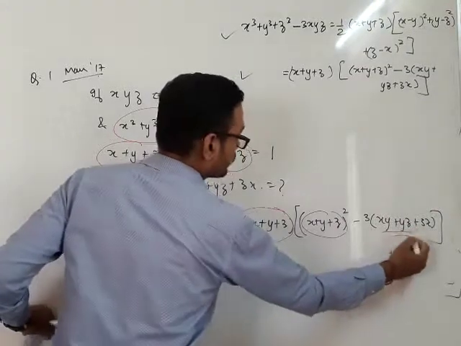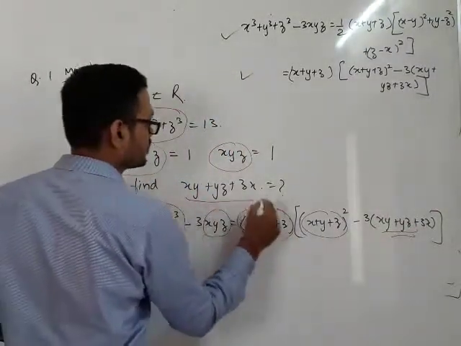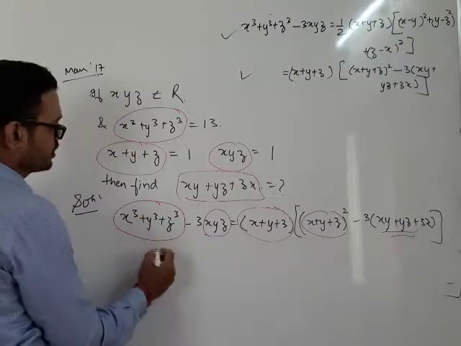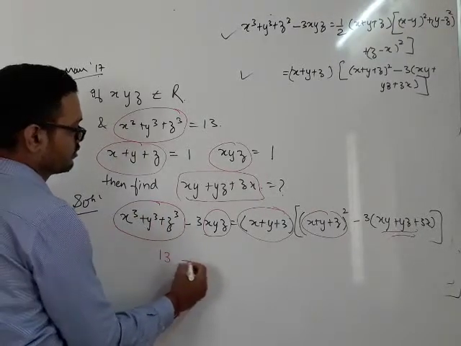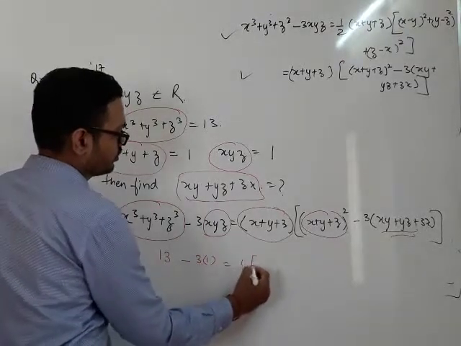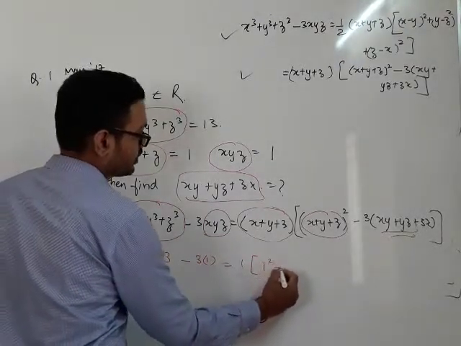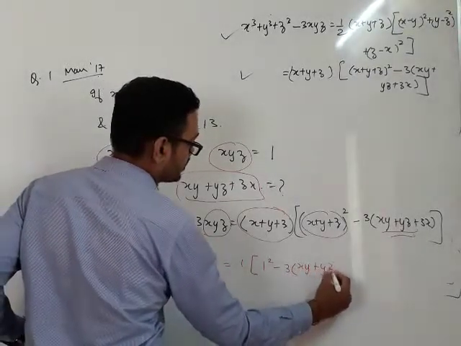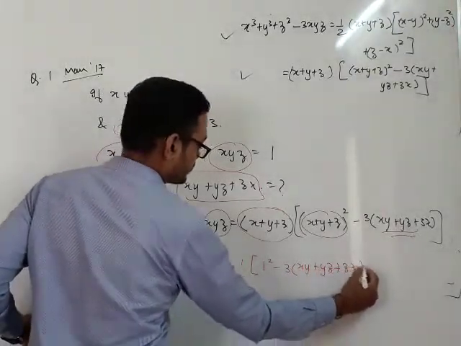So this has to be found. Once you have to find this, it is supposed to be asked. So we'll just substitute the values. x cube plus y cube plus z cube is 1 cubed minus 3 into 1, which is equal to 1 into 1 square minus 3 into (xy plus yz plus zx).